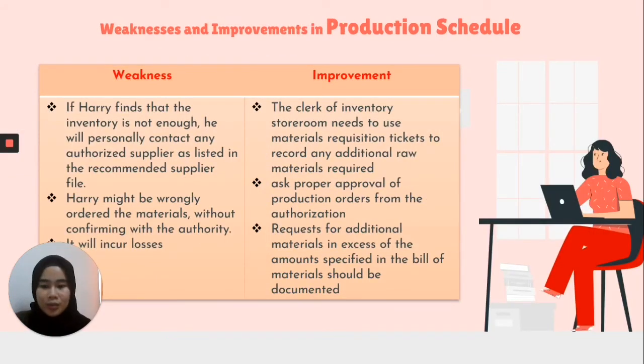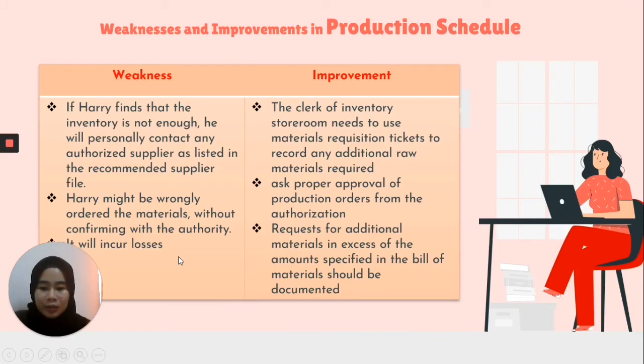Next, the weakness can be found in the second paragraph, where if Harry finds that the inventory is not enough, he will personally contact any authorized supplier as listed in the recommended supplier file. The action taken by Harry is wrong. Just because he controls the inventory, he cannot just personally contact the supplier. Harry might wrongly order the materials without confirming with the authority. It will incur losses for the company.